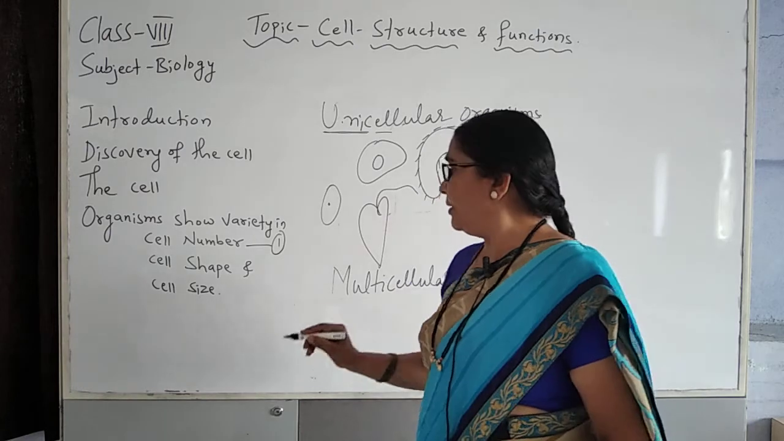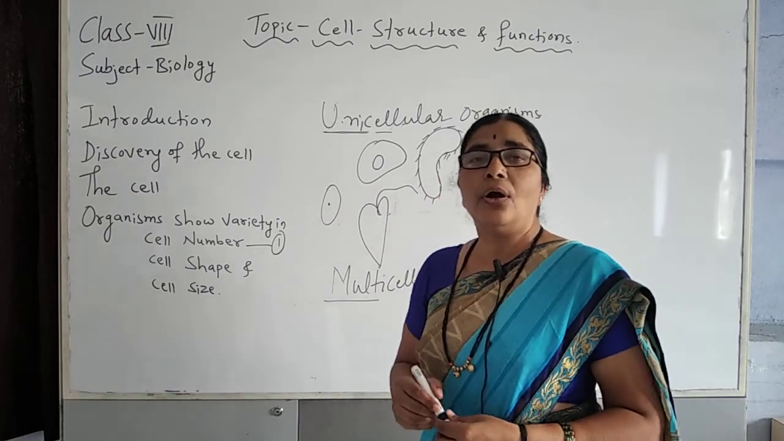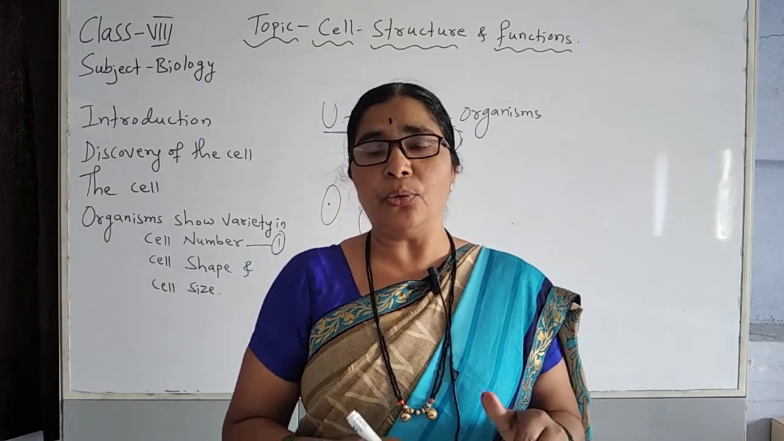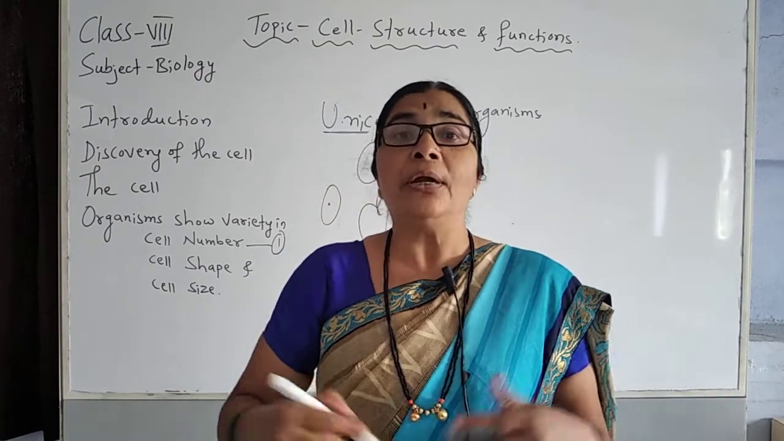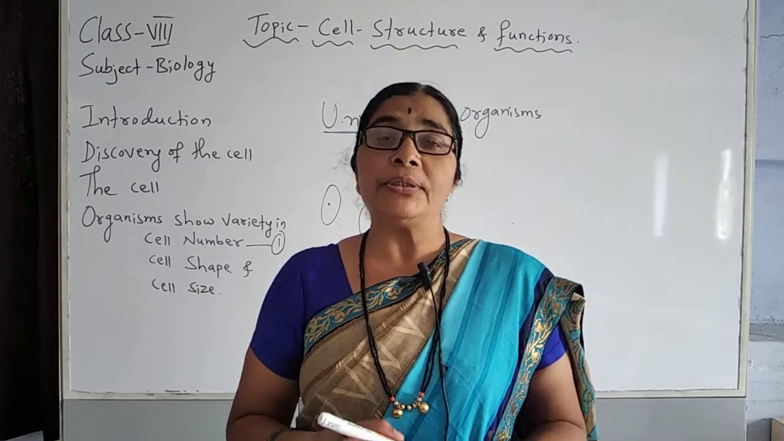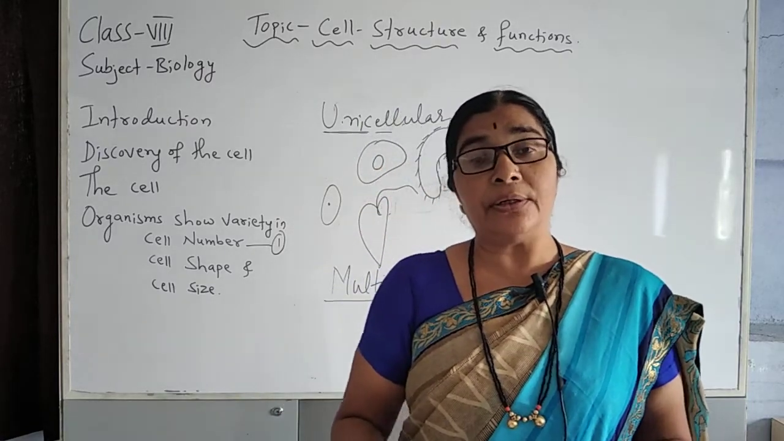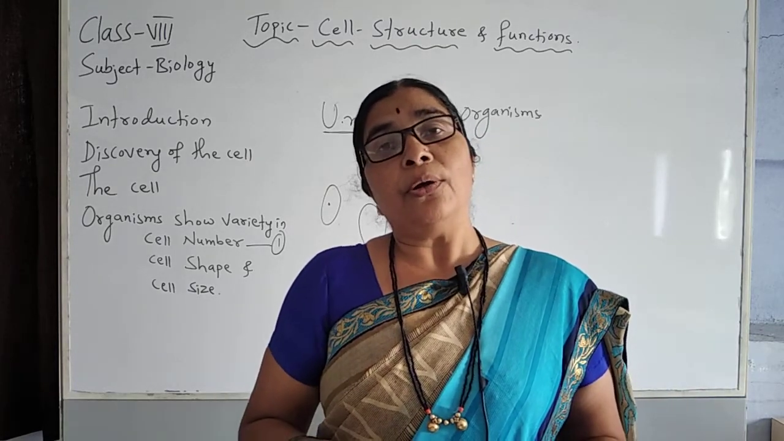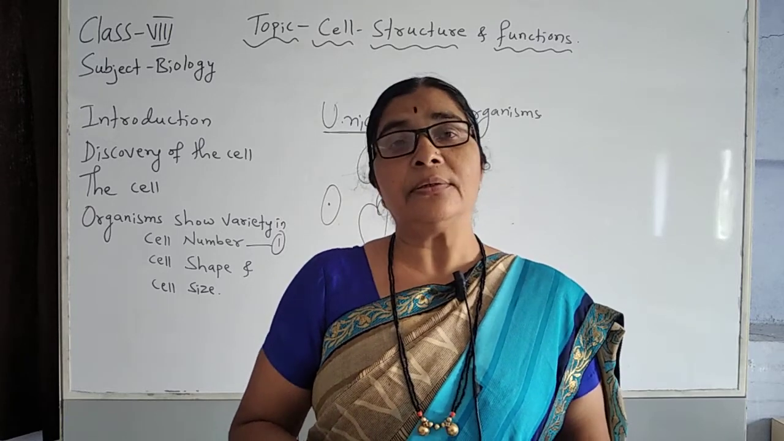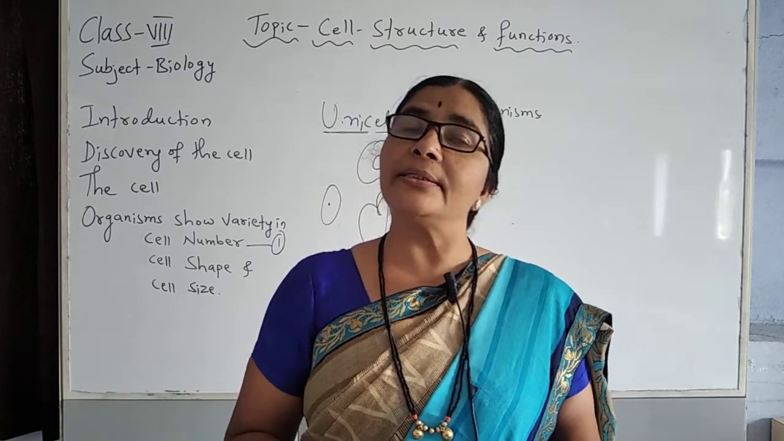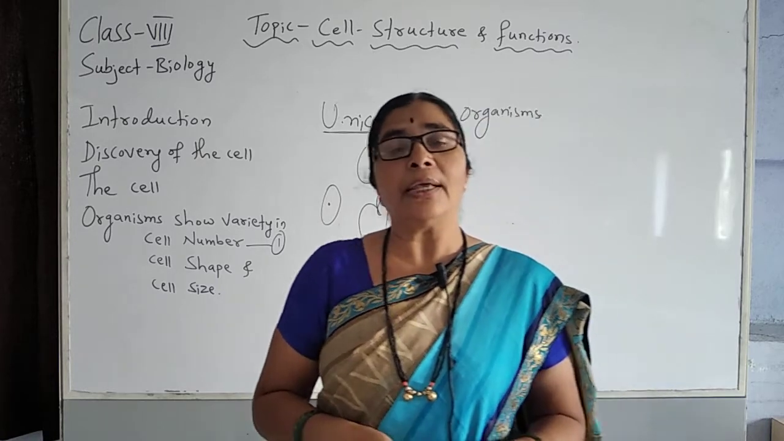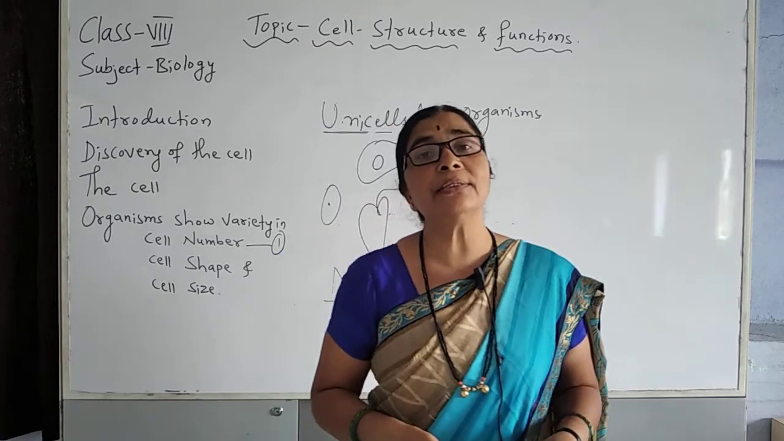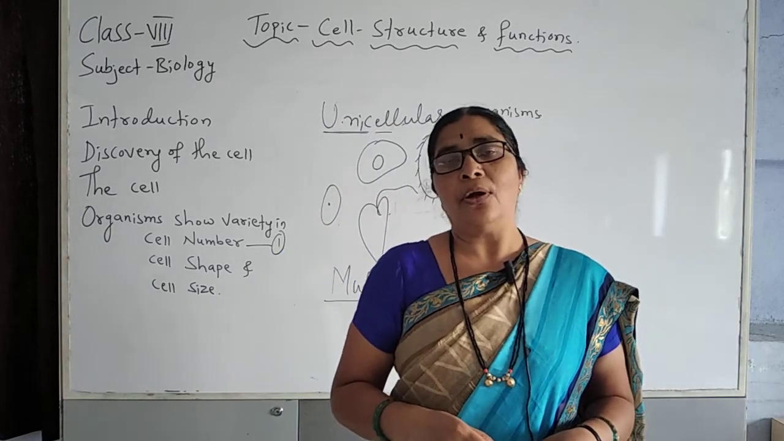Multicellular organisms. Multi means many. An organism's body is made up of a number of cells, more than two, even millions or trillions of cells. We humans have trillions of cells. Organisms made up of many cells, more than two, are said to be multicellular organisms. Examples: plants, humans and animals are all multicellular organisms.